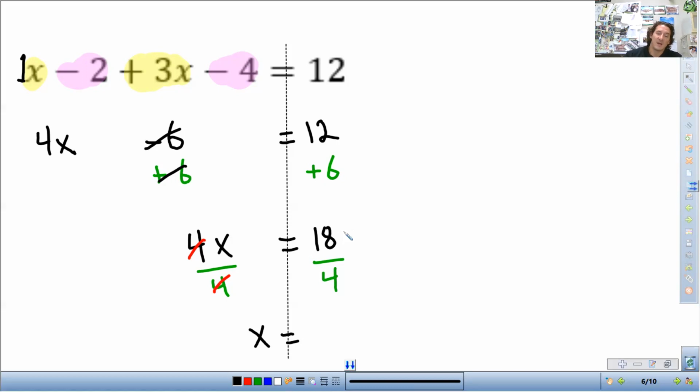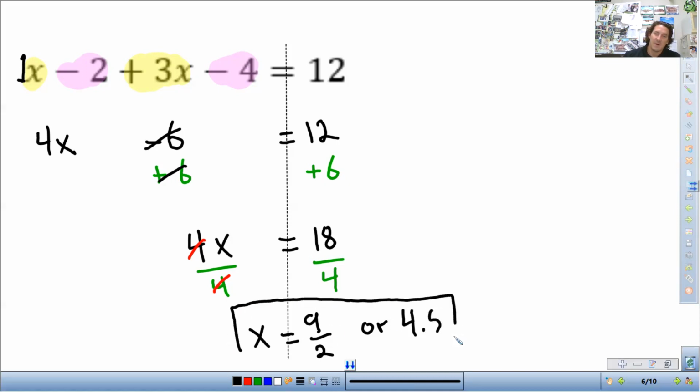18 divided by 4, I can divide top and bottom by 2, so 18 divided by 2 is 9, 4 divided by 2 is 2. So I get 9 halves, or as a decimal, that's 4.5. Again, either one would be acceptable for Delta Math. Make sure if you're putting in a fraction, you're putting in the most reduced form.